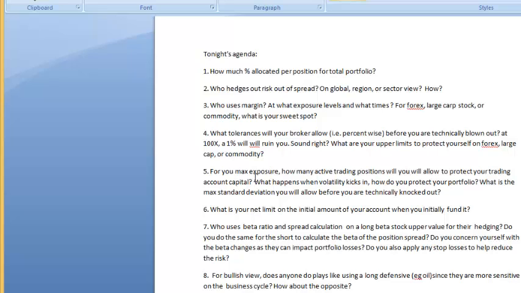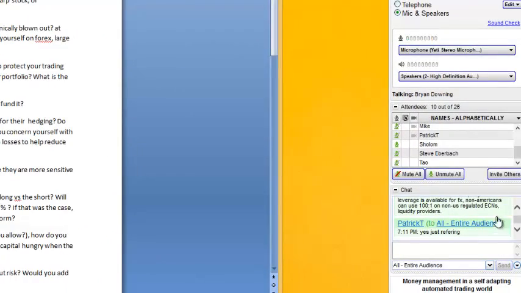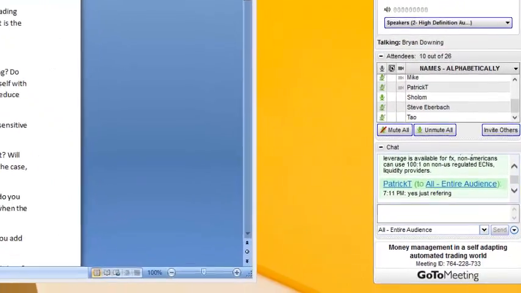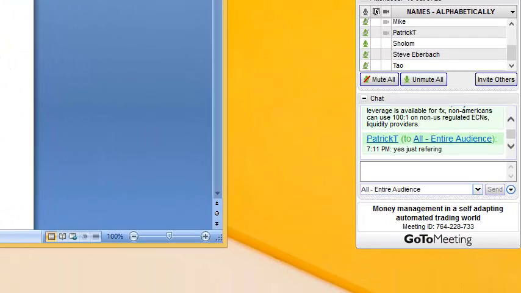Right. So I guess the next question: what happens when volatility kicks in? How do you protect your portfolio? And if that's the case, what's the maximum standard deviation that you allow before you're technically knocked out? Tongue twisters, eh? So how do you protect yourself when volatility goes crazy? Anybody got an answer on that?